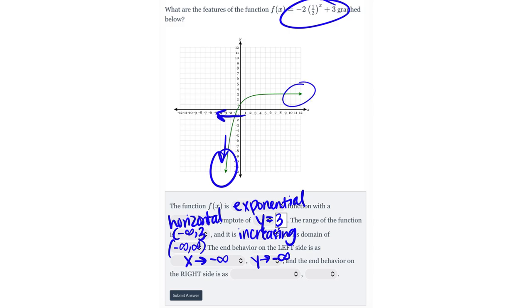The end behavior on the right side, x is getting bigger and bigger. So as x approaches positive infinity, y is getting closer and closer to 3. So y is approaching 3.